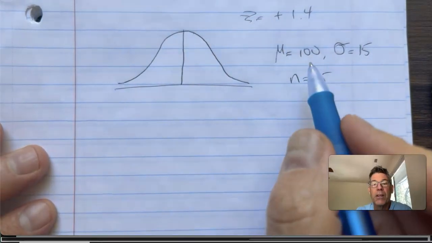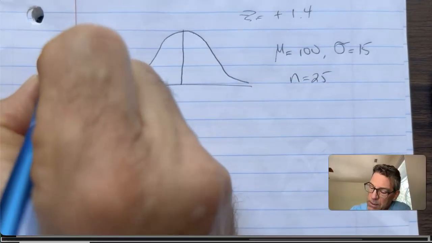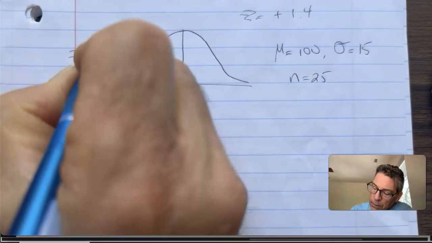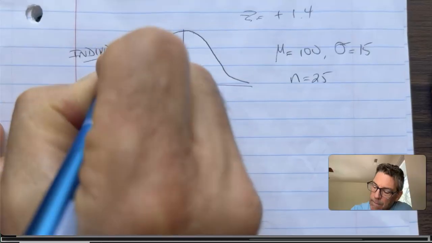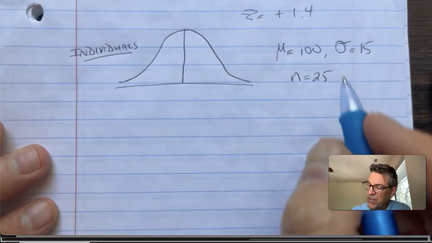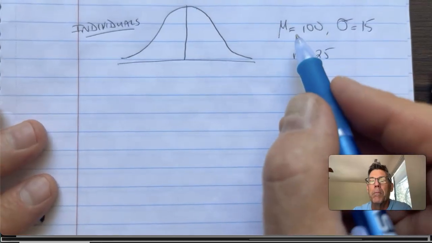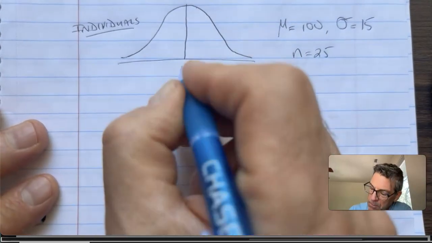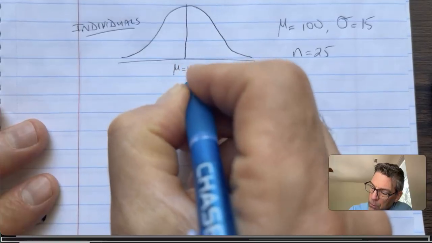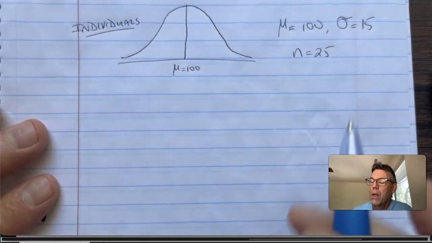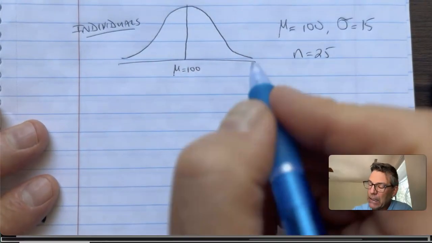All right, so first off, here's what I would do. This is individuals. This is the distribution of individuals. So I'm given that information in the question: a mean of 100, so I can label this middle line here, mu 100. Standard deviation 15, I can label that on here.